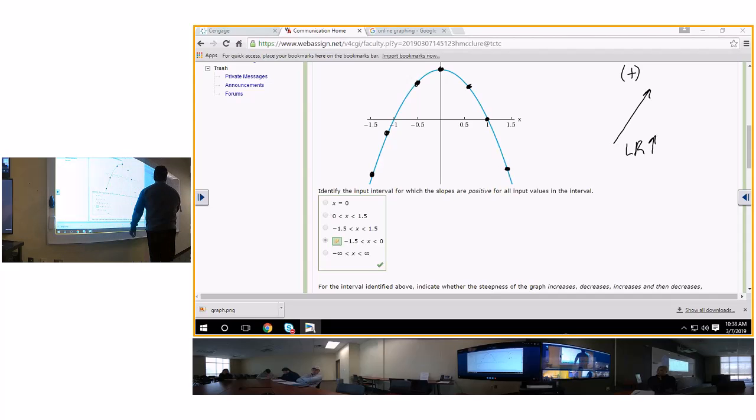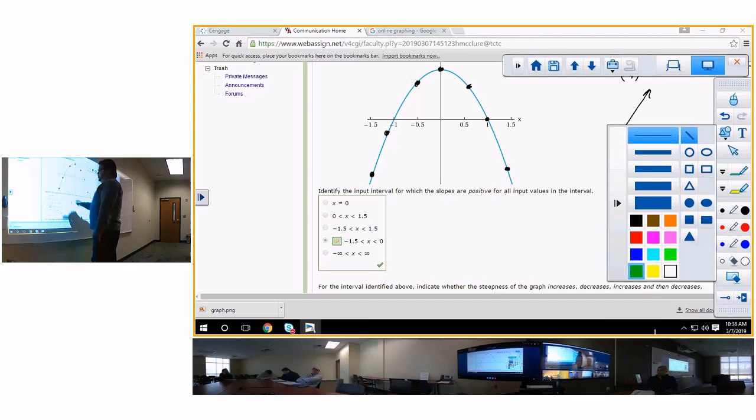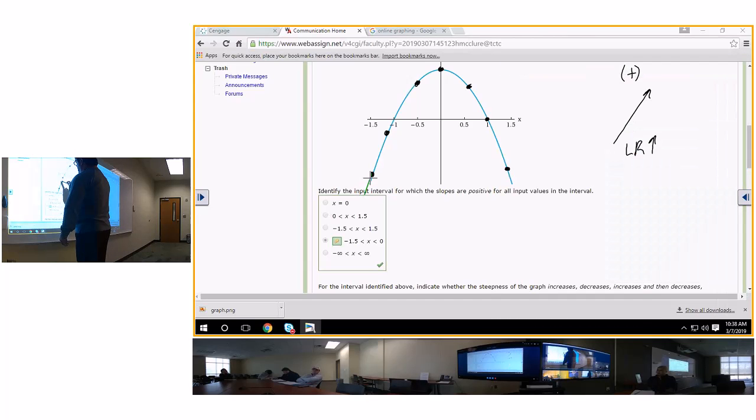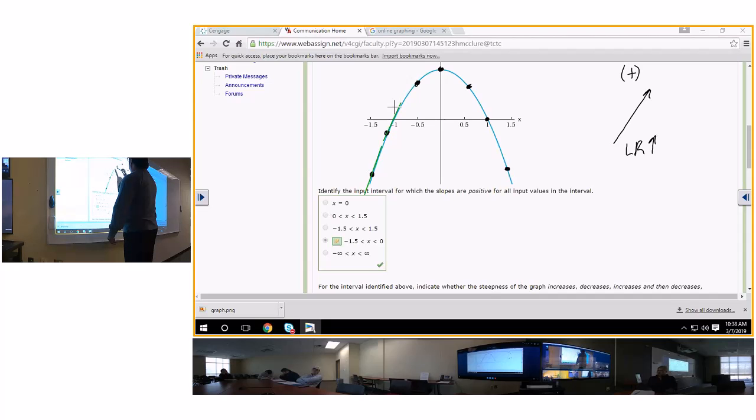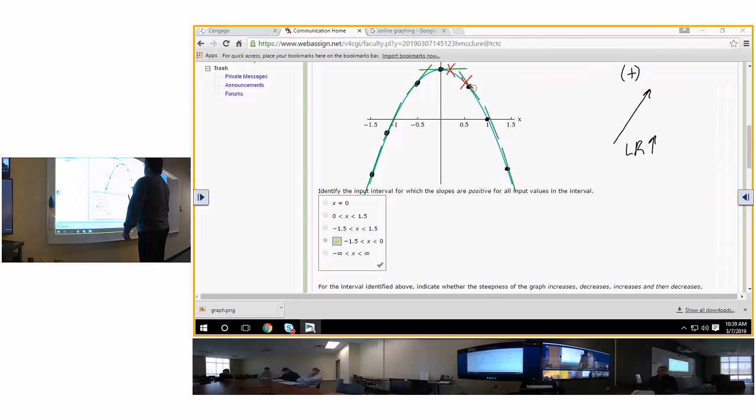And I'm going to take my handy dandy green line maker and I'm going to draw a slope there, slope there, slope there. What's the slope at the vertex? 0. What's this line? That's left to right negative, left to right negative, left to right negative. So it wants to know what? A positive slope, right? So that's not a positive slope. That's not a positive slope. That's not a positive slope. These are all what? Positive slopes.